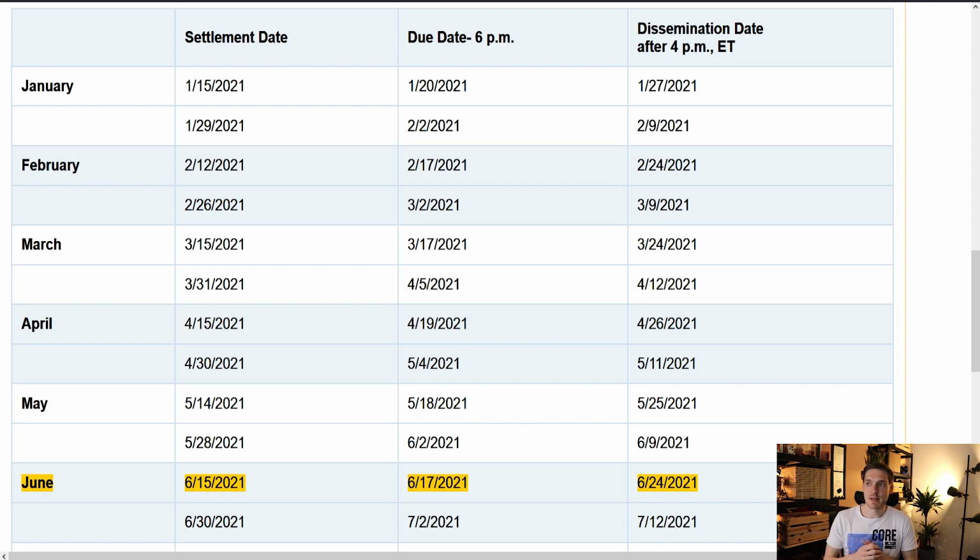And then we have the dissemination date, which is after 4 p.m. Eastern Time. That is going to be 1 week later, on the 24th of June. And this is basically the date on which these numbers are published. So then you can see, for example, on the NASDAQ, how many shares were being sold short for the companies that are being traded on the NASDAQ.